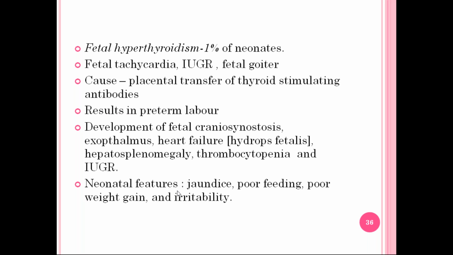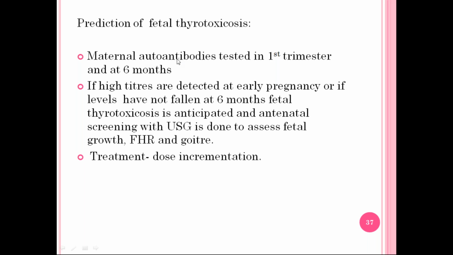And after the birth, the baby can have jaundice, poor feeding, poor weight gain, and irritability. Mortality is as high as 20% in the baby. So, maternal autoantibodies are tested in the first trimester and at 6 months. We have to test if high titers are detected or if levels have not fallen at 6 months. Fetal thyrotoxicosis is anticipated and antenatal screening with ultrasound is done to assess fetal growth and fetal heart. So you have to be very careful when the titers are not decreasing. You have to assess the growth of the fetus very cautiously. Okay.